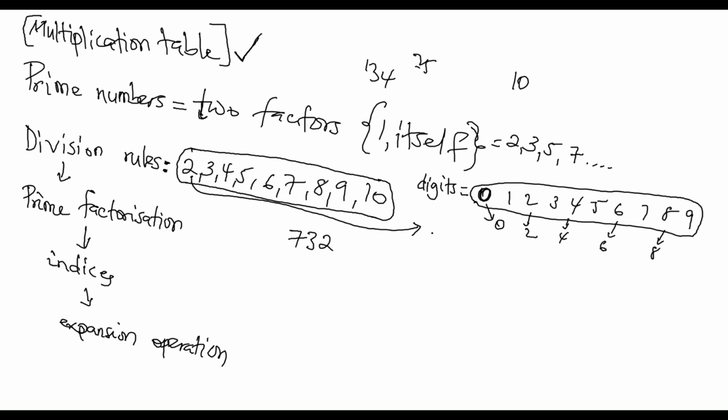So what the division rule is saying for division by 2 is that a number is divisible by 2 if the last digit, the very last one, is one of the even digits, that is, if the last digit is either 0, 2, 4, 6, or 8. Looking at this example, 732, we see that the last digit is 2. And 2 is an even digit. So for that reason, 732 is divisible by 2.